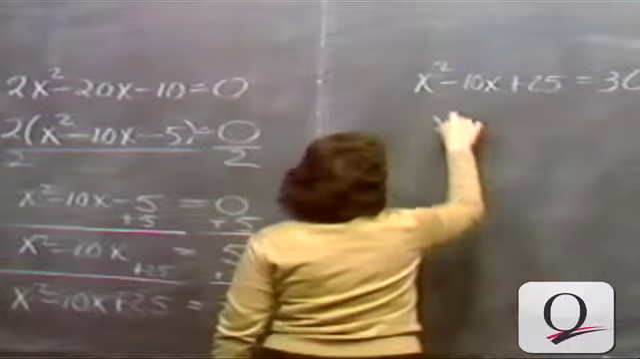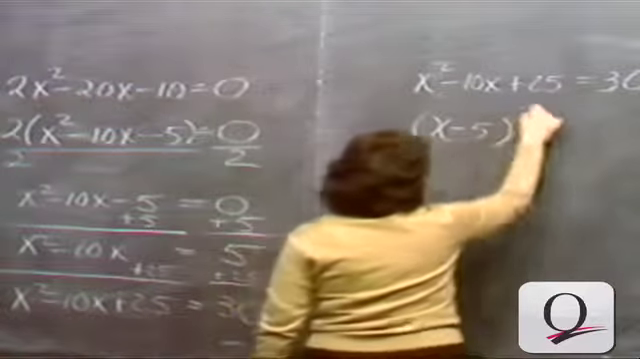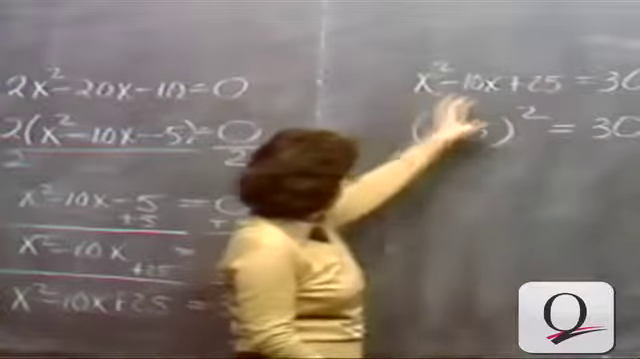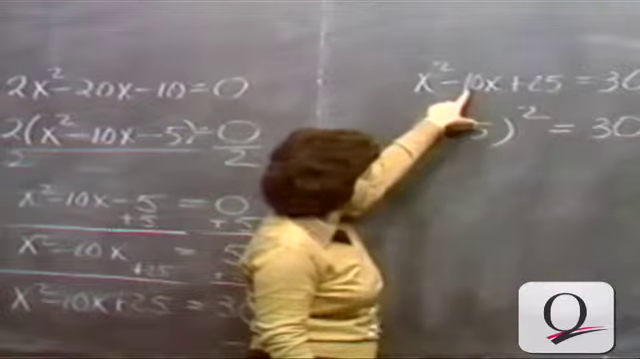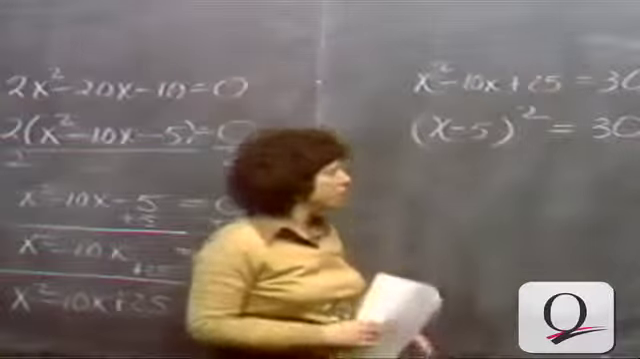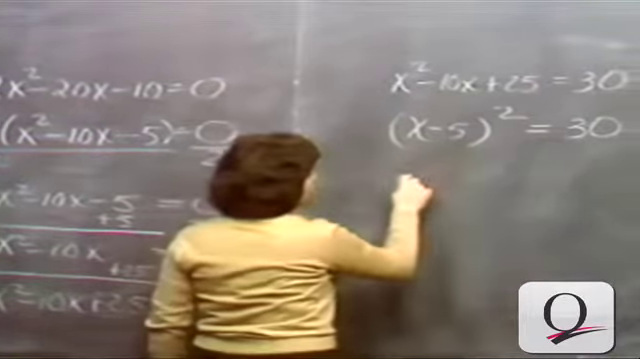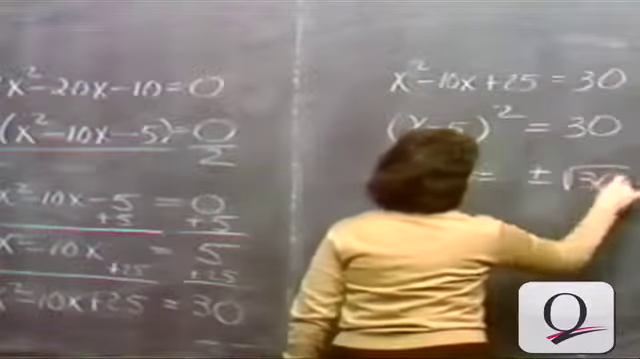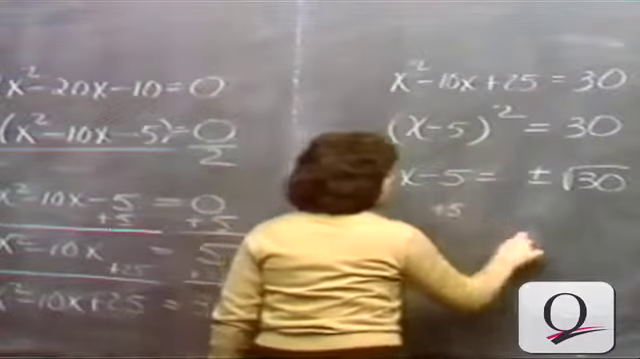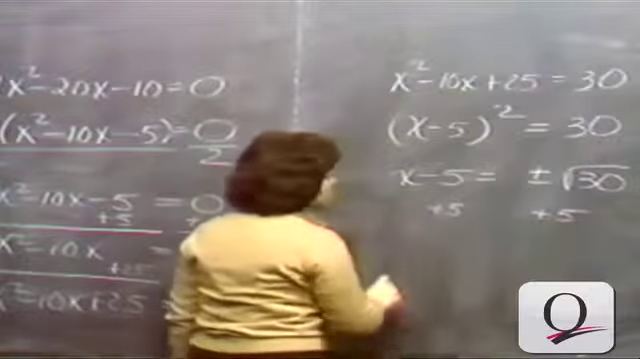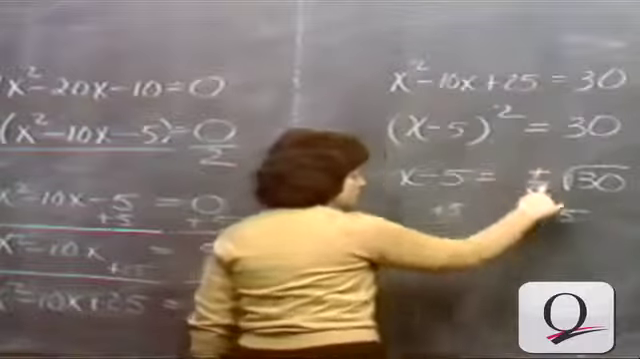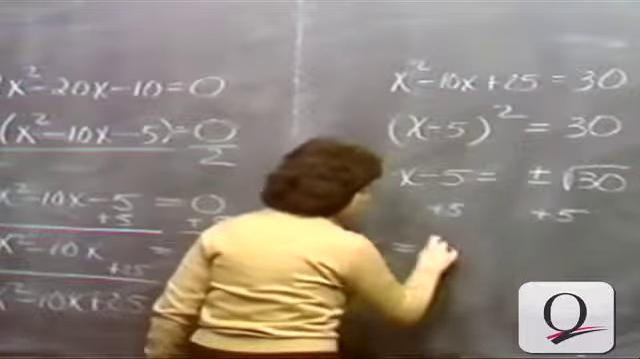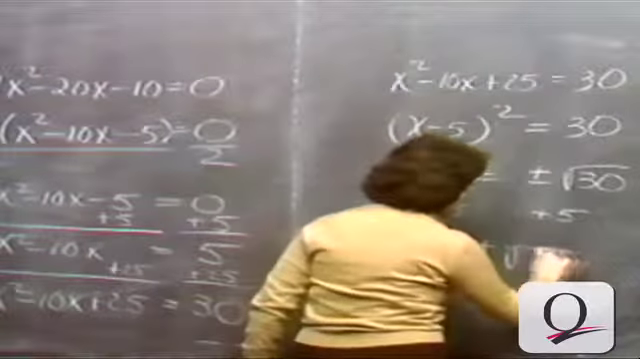On the left-hand side, we have a perfect square. It is just x minus 5 squared. In other words, if you've completed the square, what you get is x and then half of this number, quantity squared. We now take square roots of both sides. x minus 5 is plus or minus the square root of 30. And we add 5 to both sides. This gives us x is plus and minus the square root of 30 plus 5, or we usually write it the other way. It doesn't really matter. 5 plus and minus the square root of 30.